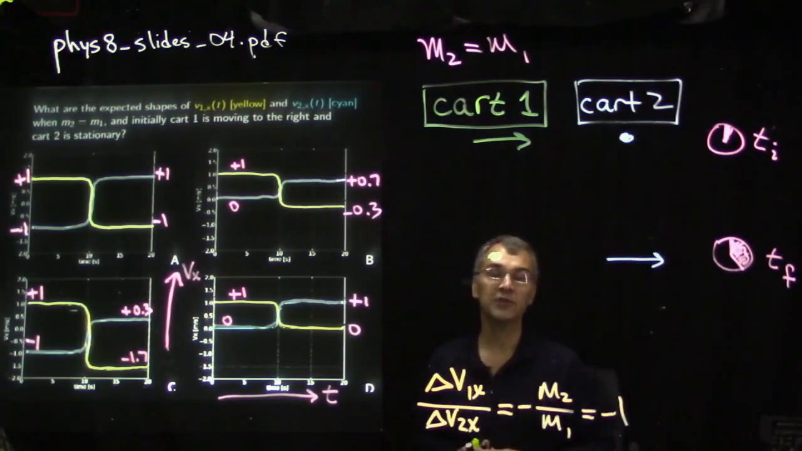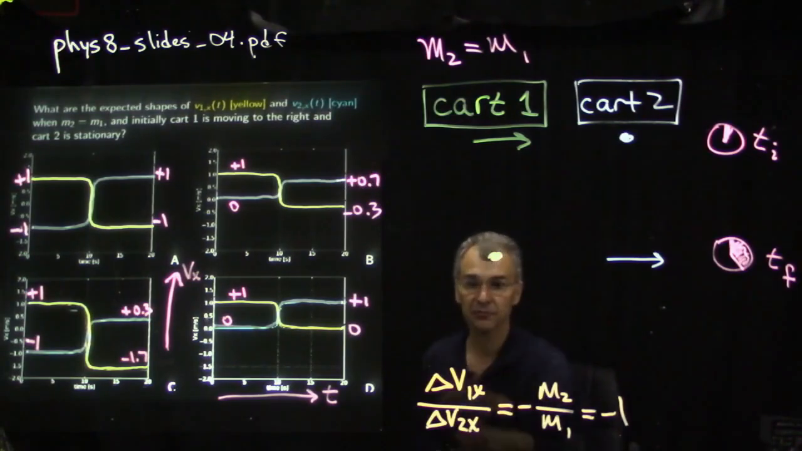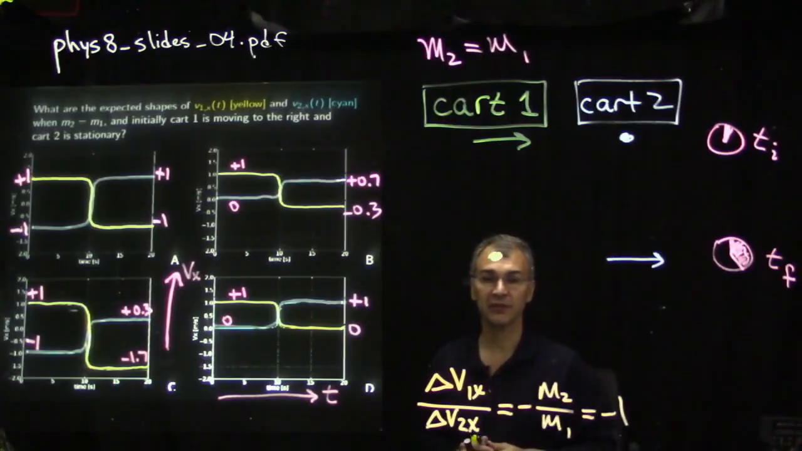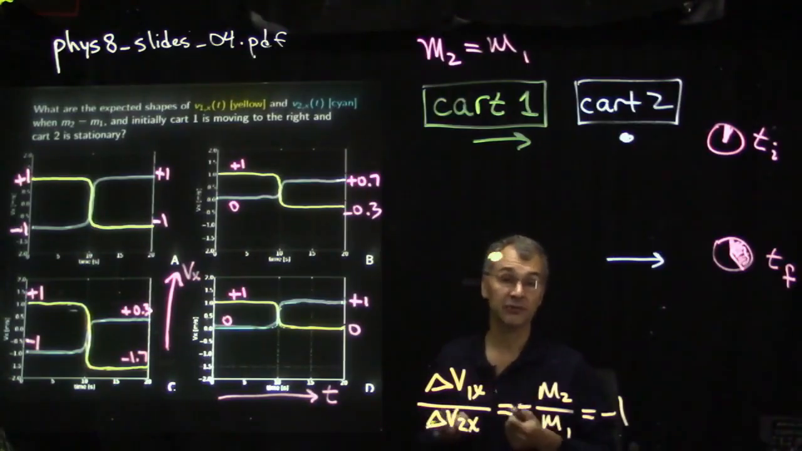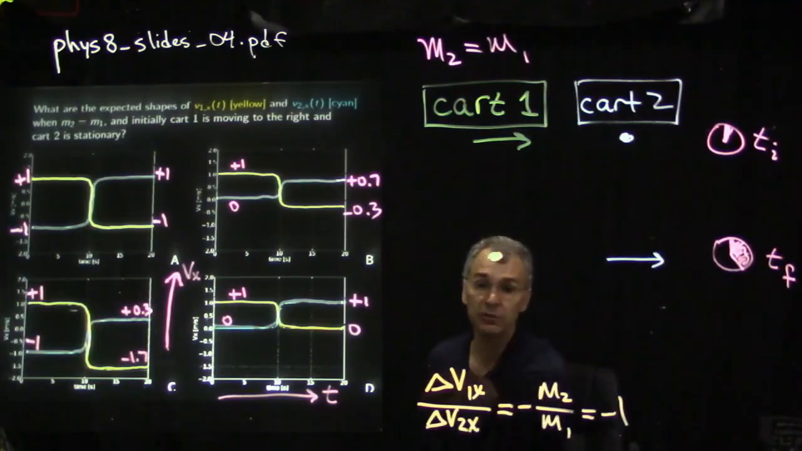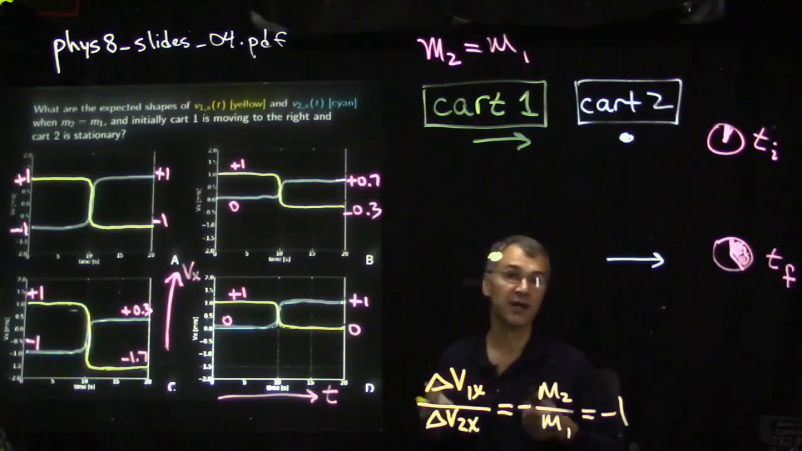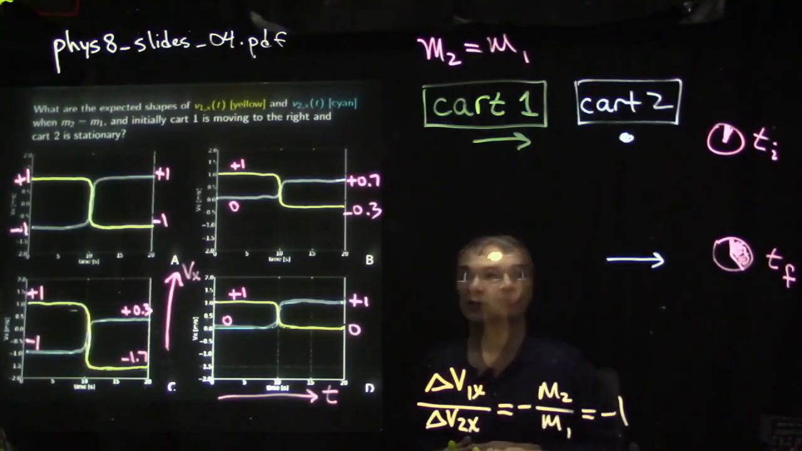For 2 carts of equal mass colliding, we expect the change in velocity in the x direction for cart 1 to be the same magnitude but the opposite sign as the change in velocity in the x direction for cart 2. Delta v1x over delta v2x is minus m2 over m1, which is -1 if the 2 masses are the same. Then we can look at the graphs.